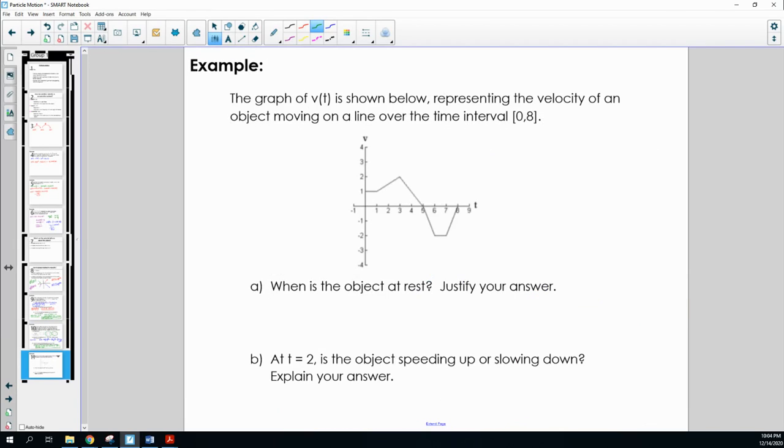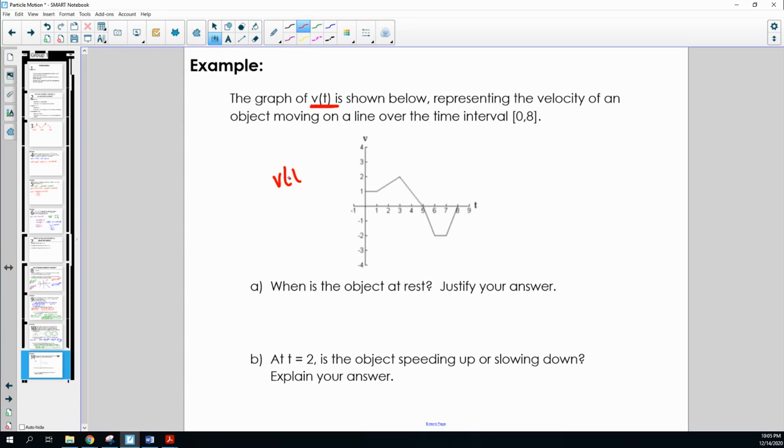Okay. And then the last one we're going to look at, again, we're not given the function, but here we have a graph. And note that this is the graph of v of t. So this is our velocity graph, and it represents the velocity of an object moving on a line over the time interval from 0 to 8. Okay, so when is the object at rest, and justify your answer. When an object is at rest, the velocity is equal to 0.